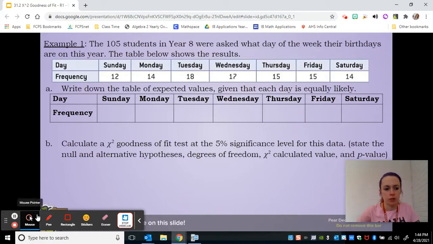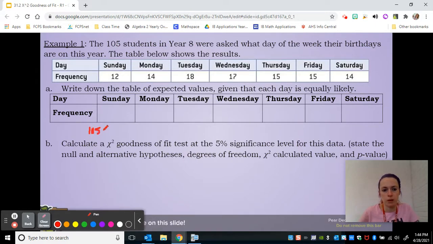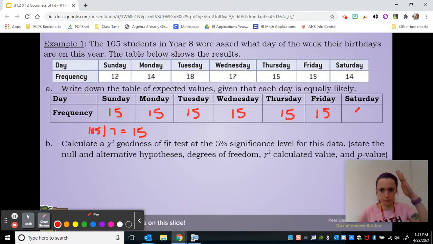All right, so they're saying if each day is equally likely, that means I have 7 total days. I also know that I have 105 total students. So 105 divided by the 7 days means that on each day, it should be 15. So if it's an equally likely scenario like this one, your expected values will have the same value for every single piece, in this case, for every single day.